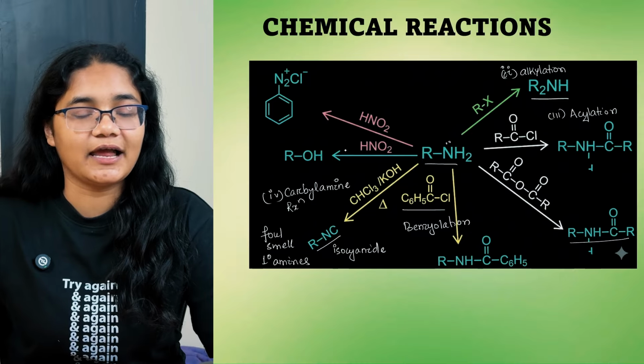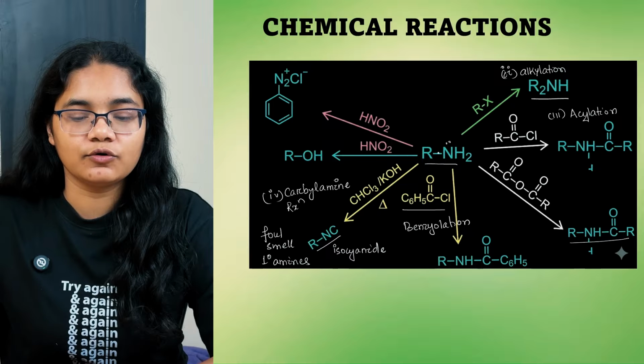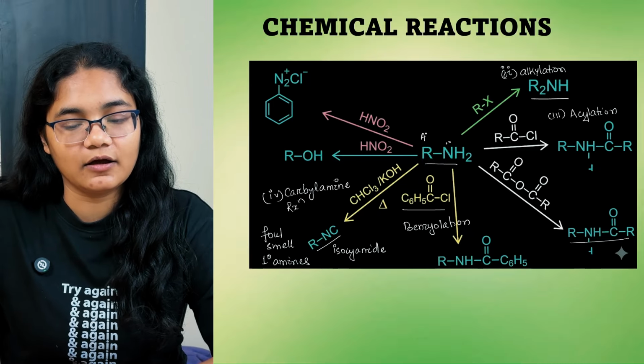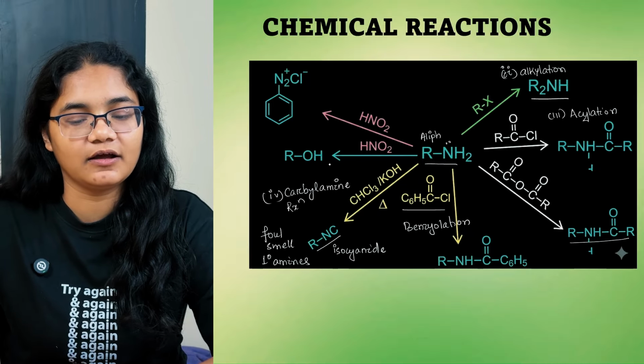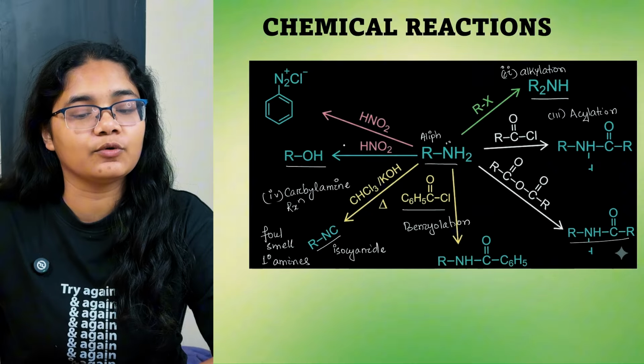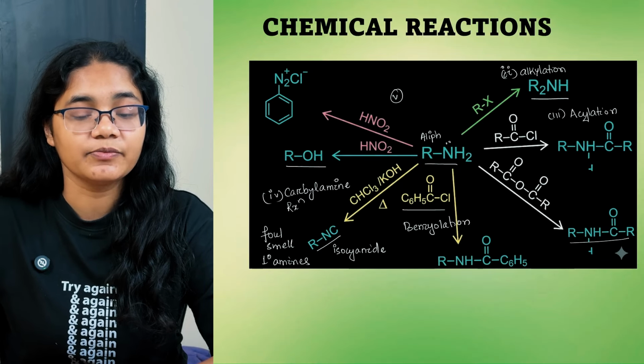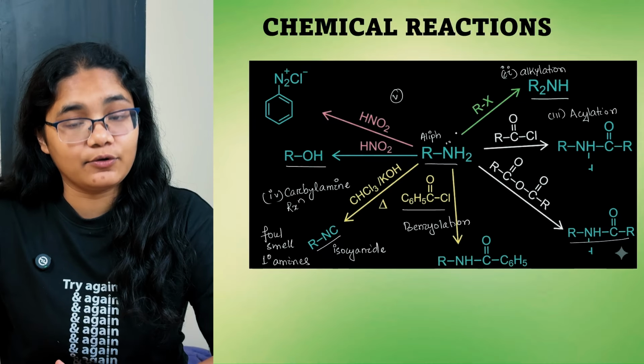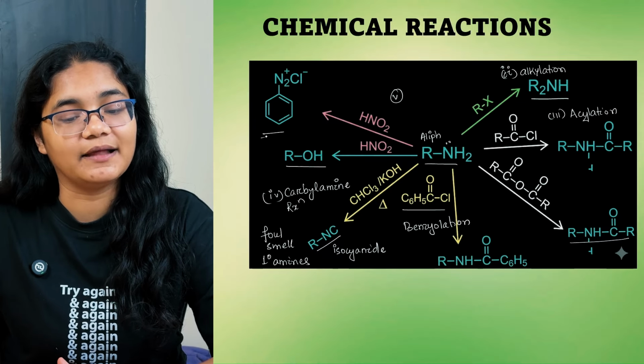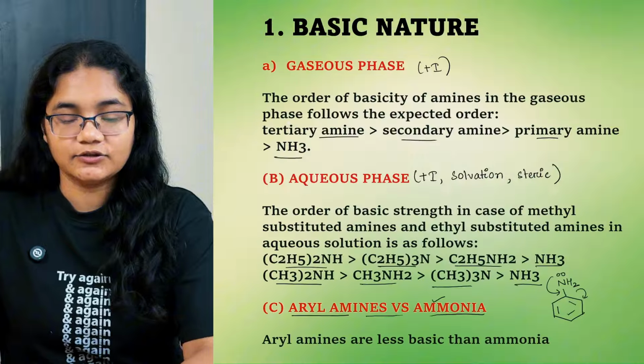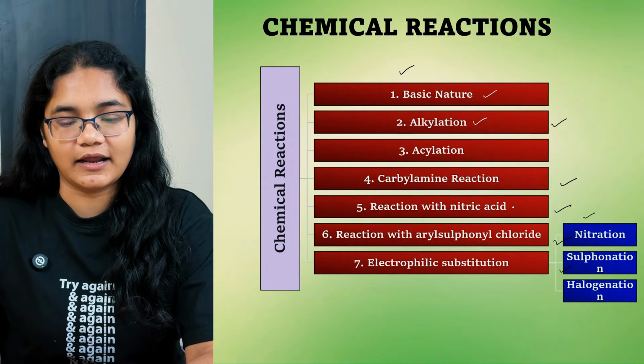Now the fifth reaction is reaction with nitrous acid. If it is an aliphatic amine with HNO2, you will get ROH, alcohols. But if it is an aromatic amine with HNO2, you will get benzene diazonium chloride. So I think we have discussed the reaction with nitrous acid.